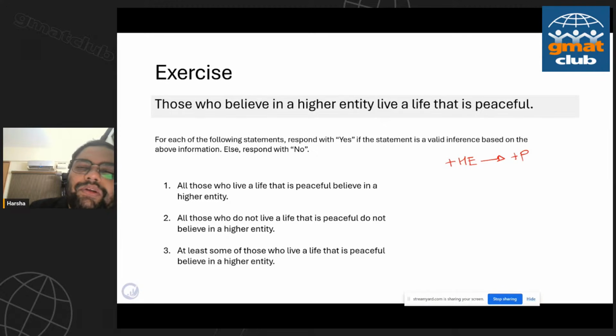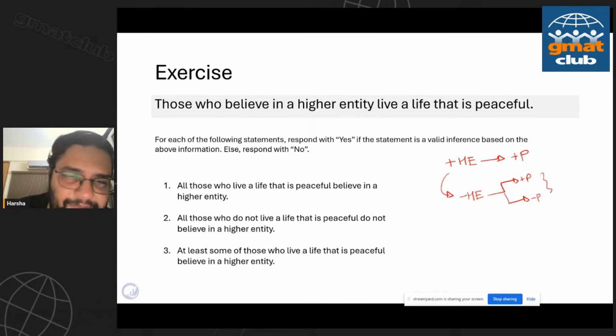Now, let me think about what this means for the other group. All I know is people who believe in a higher entity, their life is peaceful. What do I know about the other group here, the people who do not believe in a higher entity? Actually, if you think about it, nothing. They may have a life that is peaceful. They may have a life that has nothing to do with peace. Both are possible. I can't just assume that the people who don't believe in a higher entity don't have a peaceful life. For all you know, they may have a very peaceful life. If that is clear, with this understanding, let's attack these questions.